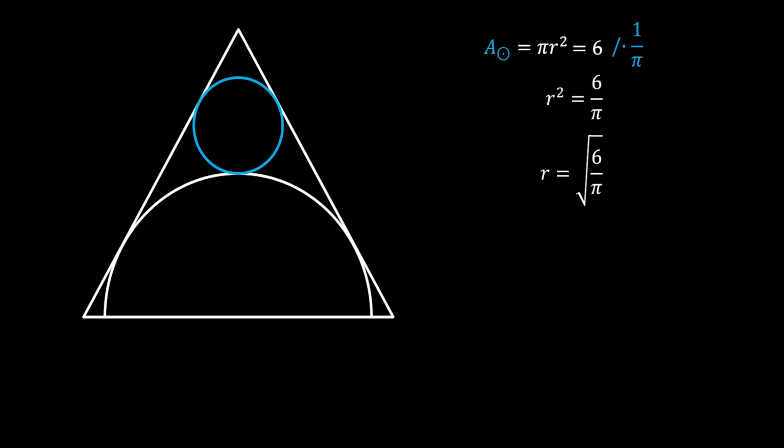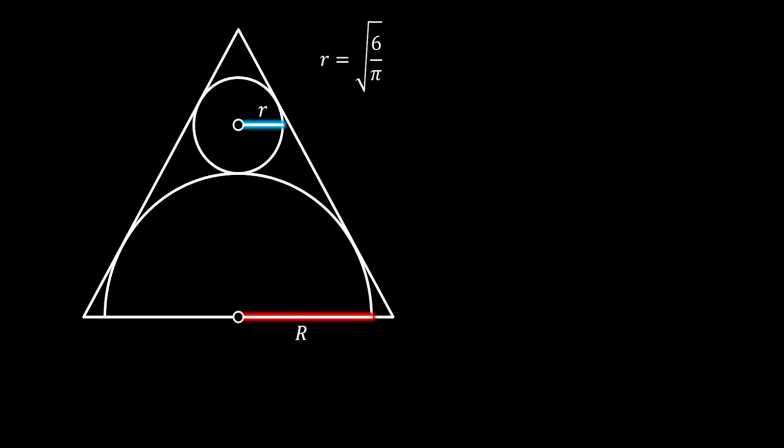Alright, I'm also going to label this radius as small r on the sketch on the left, and while we are here, let's also label the radius of our big semicircle as capital R. Let's save this value for r because we're going to need it later.